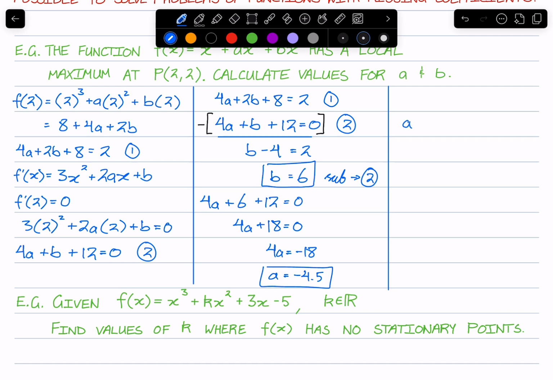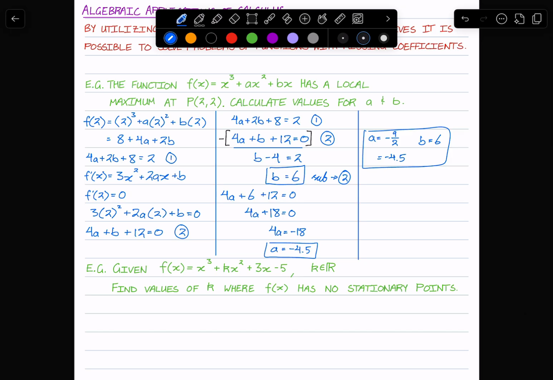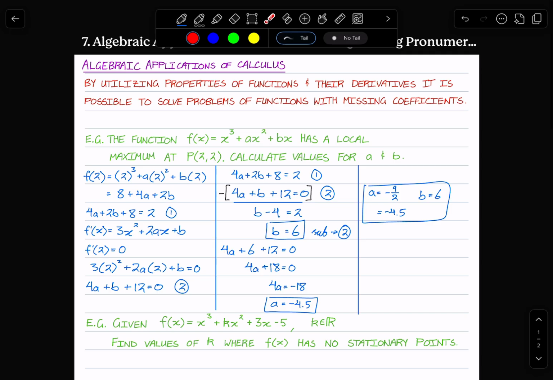So a is equal to negative 9 on 2, or negative 4.5, and b is equal to 6. And there is our solution to this first one. So notice how we are using the properties of derivatives, and yeah, hope that's given you an insight into the types of questions that you might be able to solve, and hope to see you in the next video where we tackle a slightly more challenging one here.